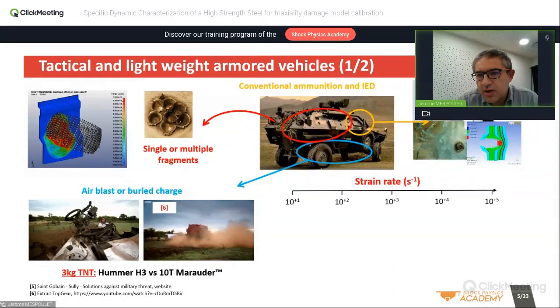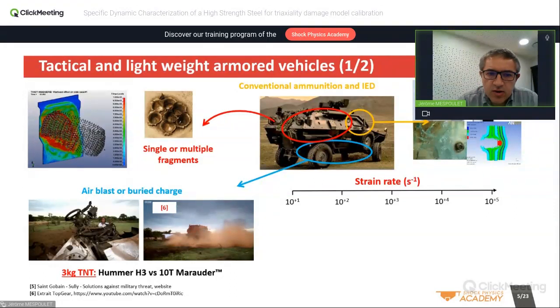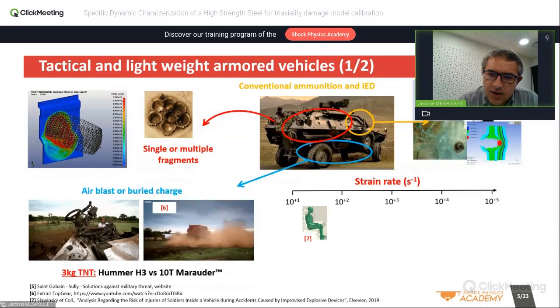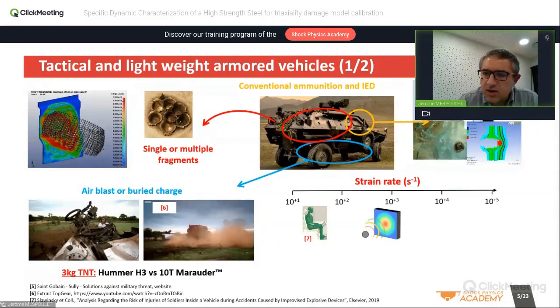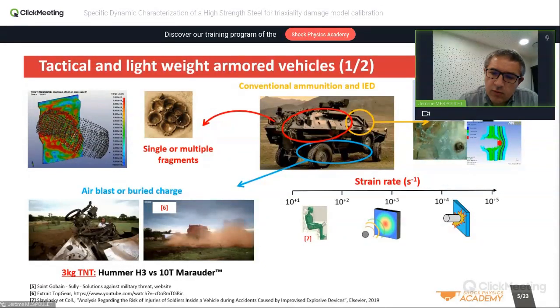So in dynamics, we speak about strain rates. If you consider roughly all those applications for tactical and lightweight armored vehicles, in terms of strain rate, if you consider the blast for the soldier inside, you have strain rates needing time for deformation to occur. You are roughly below 100 per second for soldiers. If you consider the blast for the underbelly explosion on the side, it can go up to 10 power 3, and if you look at impact, you are higher than 10 power 4.